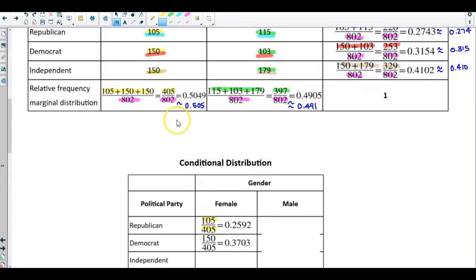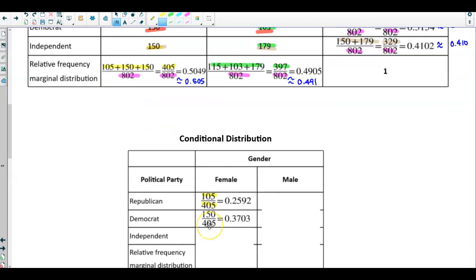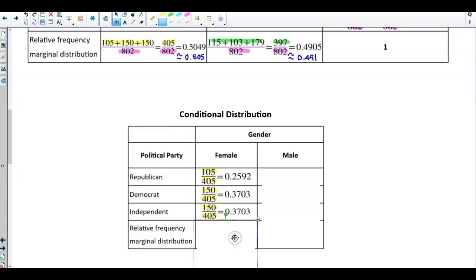Okay, now let's take a look. How many female Democrat voters are there? We have 150, and we're dividing it by the column total of 405, which gives us 0.3703. And then how many independent voters we have? 150 divided by the column total of 405 to give us 0.3703. And then when we add that column together, we get a value of 1.